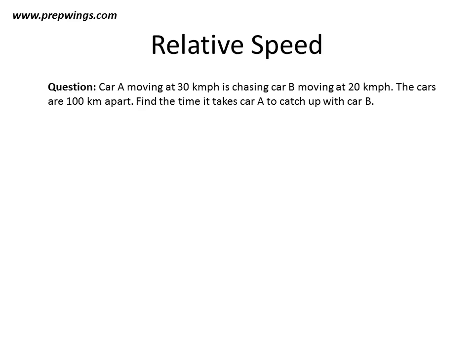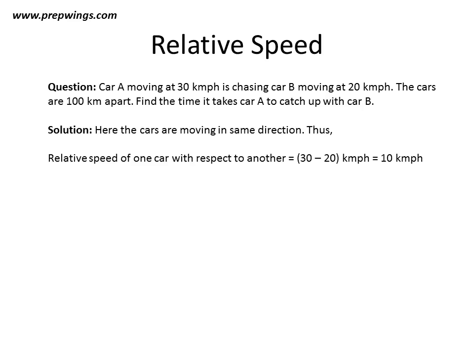Now this question says car A moving at 30 km per hour is chasing car B moving at 20 km per hour. The cars are 100 km apart. Find the time it takes car A to catch up with car B. Again, the cars are moving in the same direction. Thus, the relative speed of one car with respect to another is 30 minus 20, which is 10 km per hour.